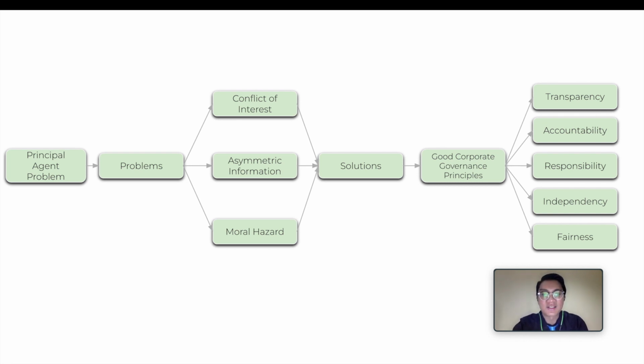Based on what we have discussed, there shouldn't be a 100% correct solution for principal-agent problem. However, there are principles that are close enough to cover the problems, which are the GCG principles, or good corporate governance, or TRAIF. The first letter T is about transparency. The second letter A is about accountability. The third letter R is about responsibility. The fourth letter I is about independence. And last but not least, letter F is about fairness.